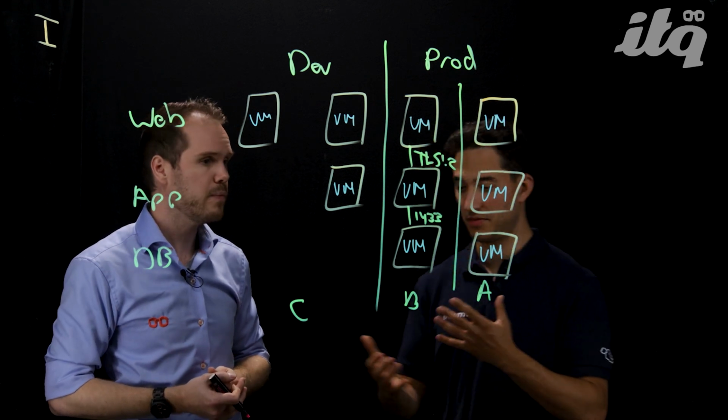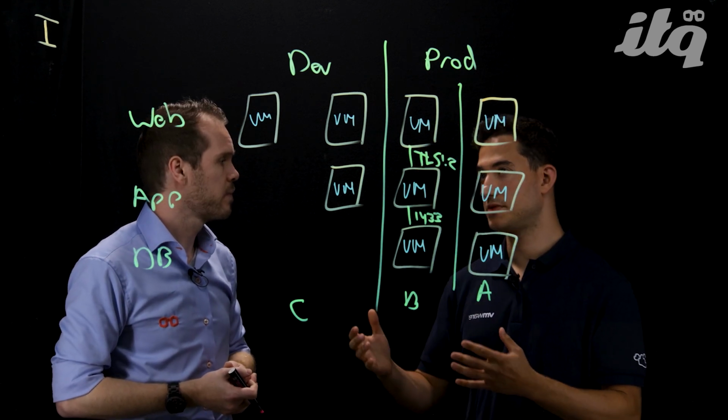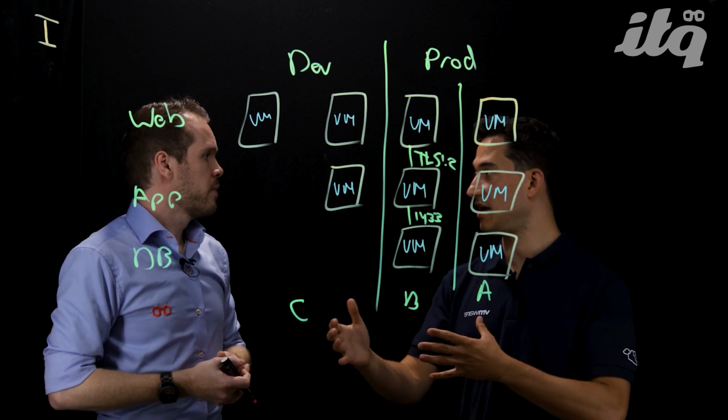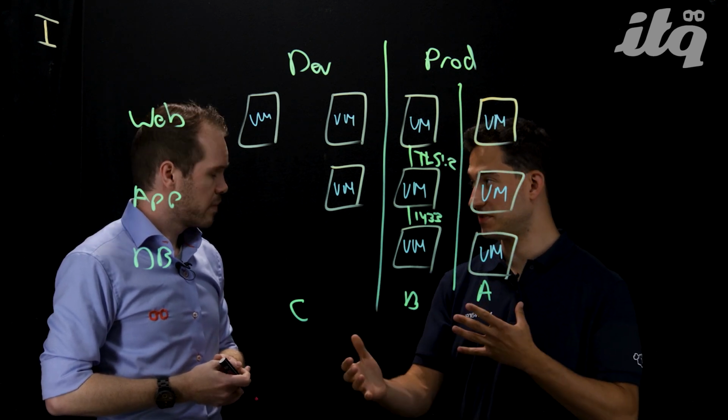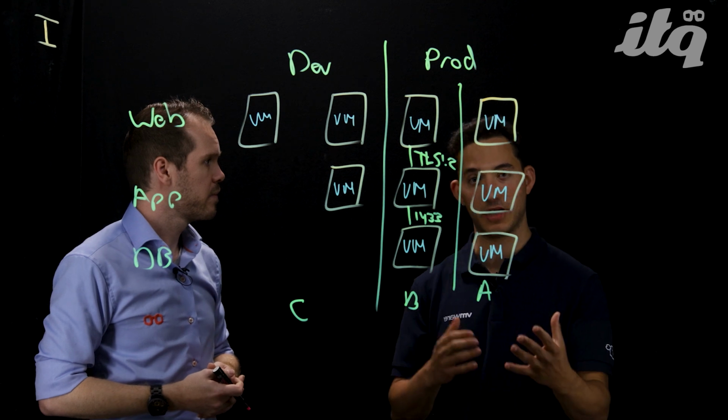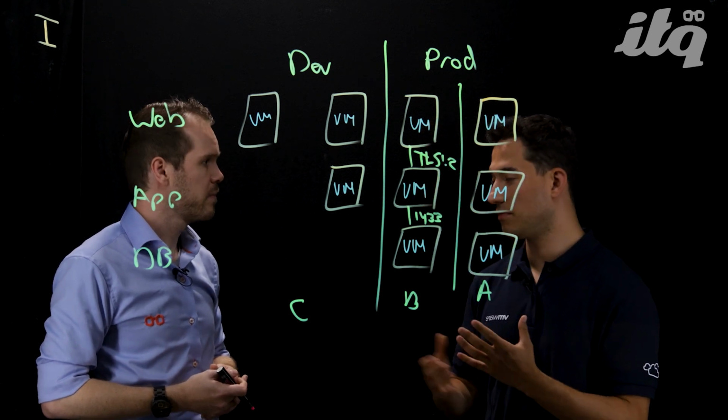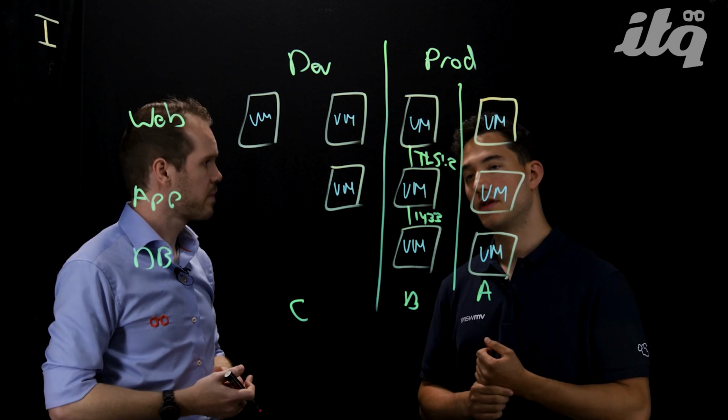That's correct. Can we give some examples for tags? Perhaps one could say a PCI versus non-PCI environment, different SLAs, different application tiers. So really you can play with that.